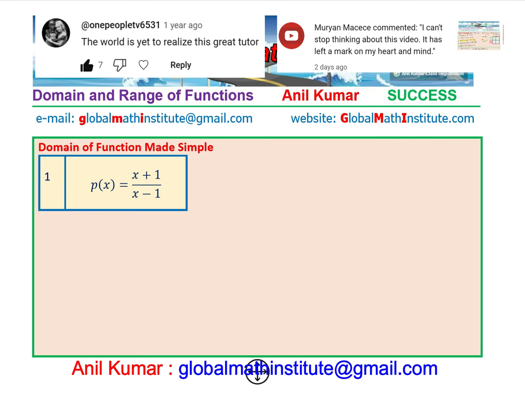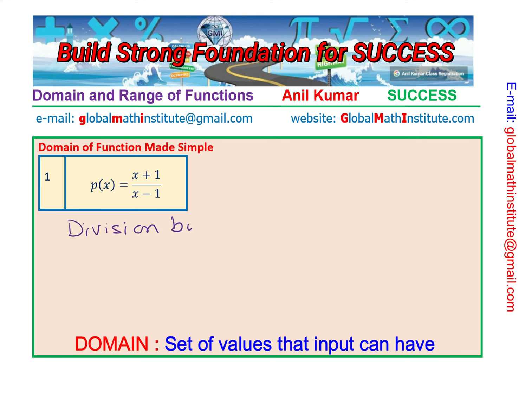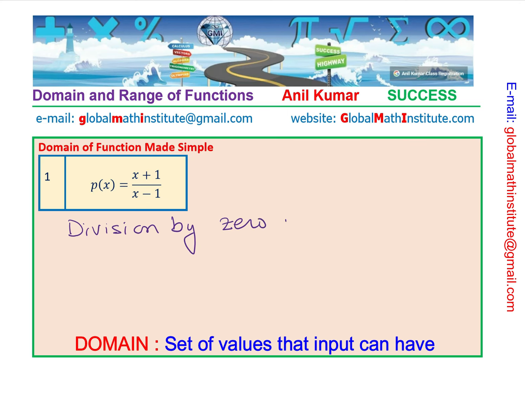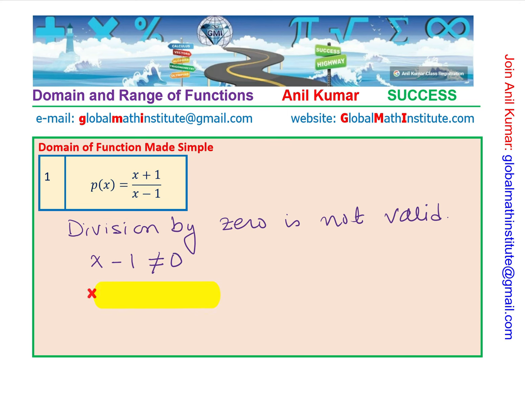Question number 1. P of x equals x plus 1 over x minus 1. How do we find domain of this particular function? We know that the concept is that we cannot divide by 0, right? So division by 0 is not valid. And that means that denominator cannot be 0. That means x minus 1 is not equal to 0, or x is not equal to 1.